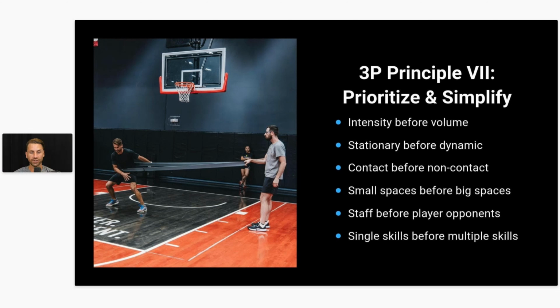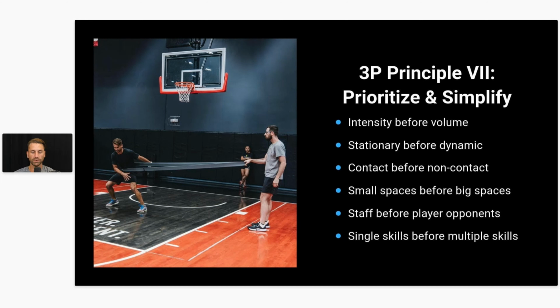Then I like to say stationary before dynamic. This is pretty straightforward. Do standing jump shots before you start doing 1, 2 dribble pull-ups. Why is that? Stationary is easier than more dynamic. Non-contact before contact, I meant to flip this here. Why is that? Non-contact, more pre-planned, less chaotic. Contact, a little bit less planned, definitely more chaotic.